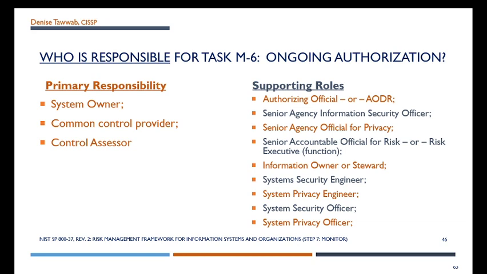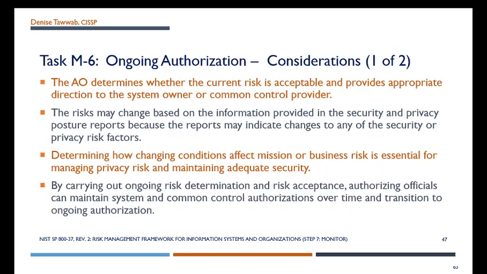Okay, who's responsible for ongoing authorization? Primary responsibility rests with the system owner, the common control provider, and the control assessor. So things to think about with ongoing authorization. The AO determines whether the current risk is acceptable and provides appropriate direction to the system owner or to the common control provider.